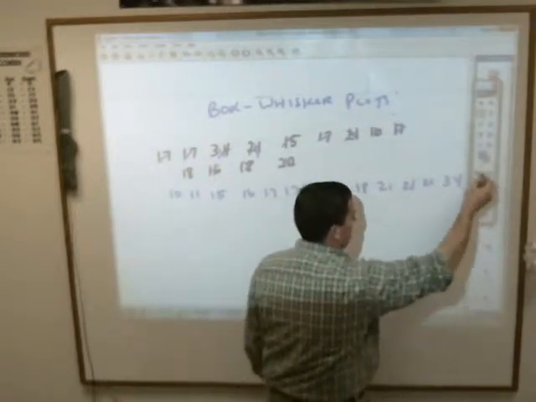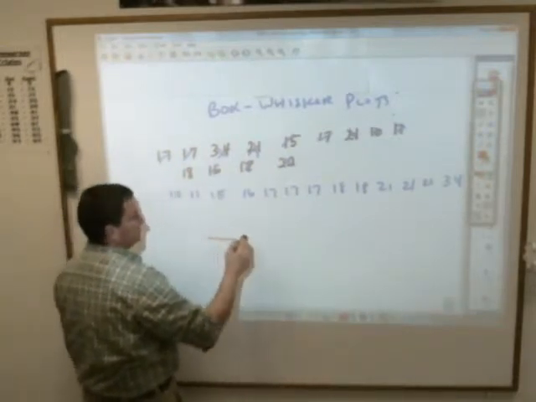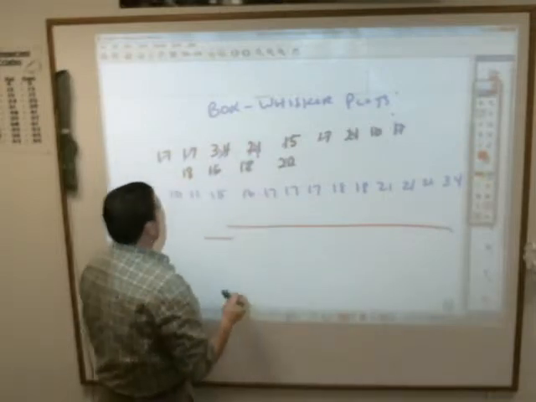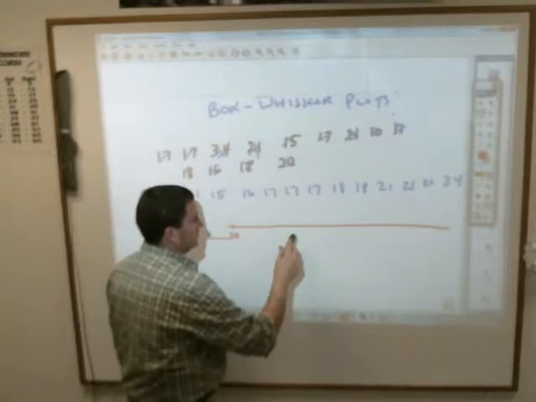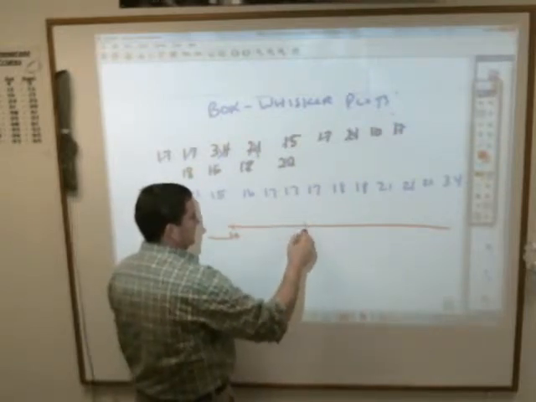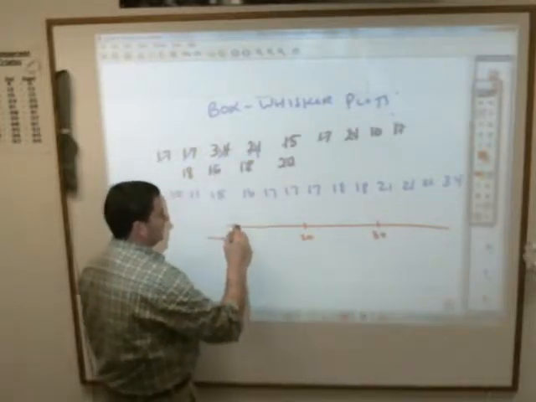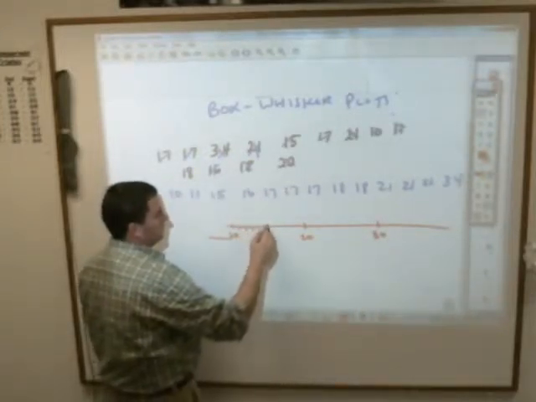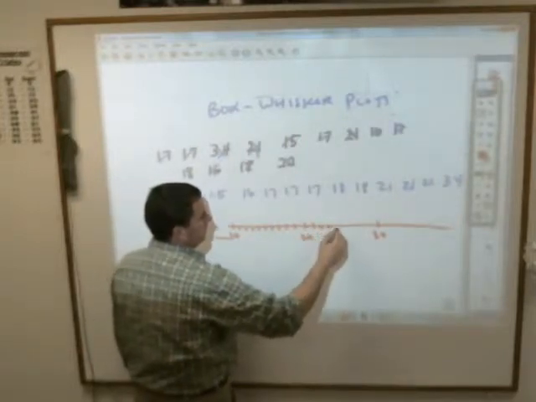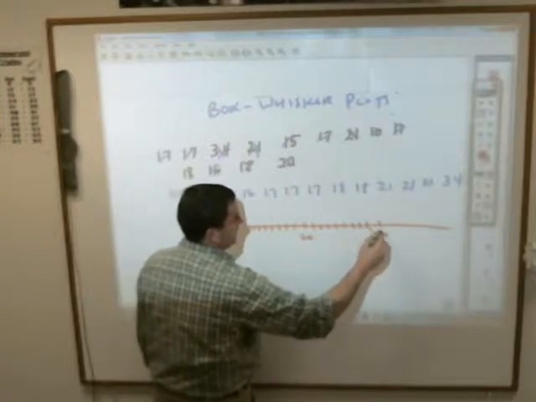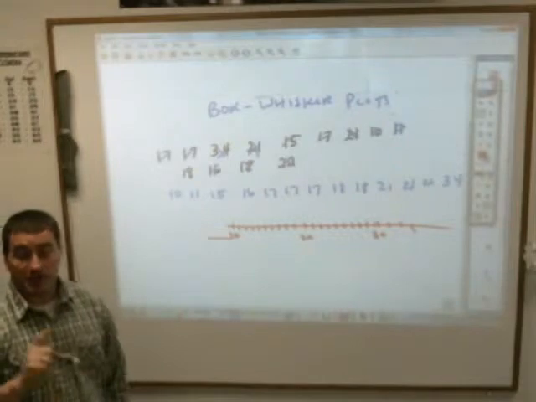Okay, so the deal is this. The first thing you want to do is make a number line. The lowest was 10, and we need to go to 34. So you've got 10, 20, 30, and tick marks between each. I could have made it a little better.